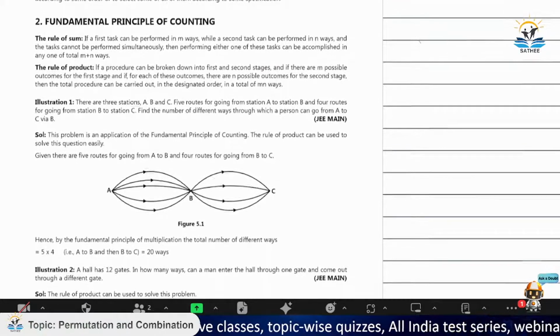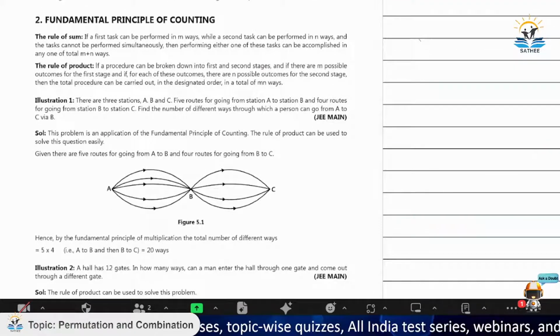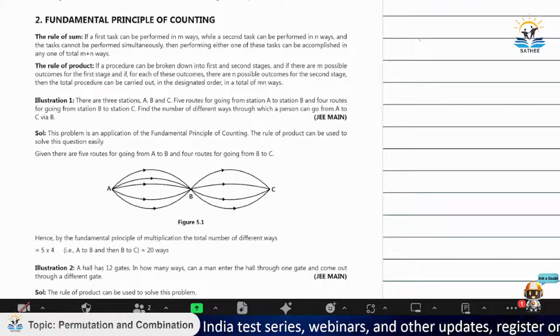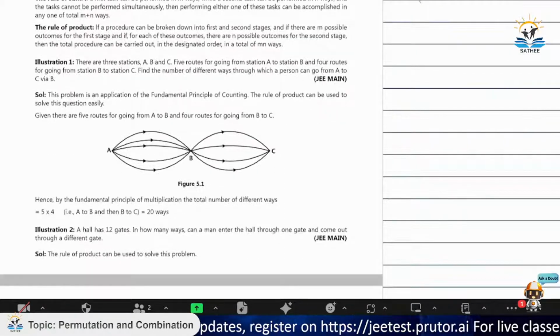उसके बाद है illustration, like let's see an example. So if there are three stations A, B, C and five routes for going from station A to station B, and four routes from going from station B to station C. Find the number of different ways a person can go from A to C. Simple as that. So let's see.